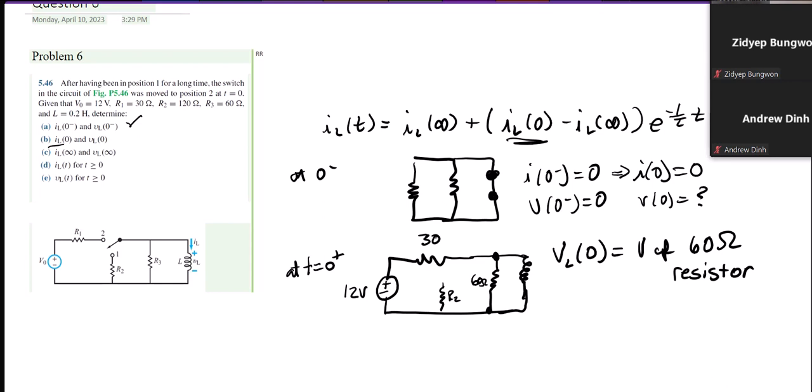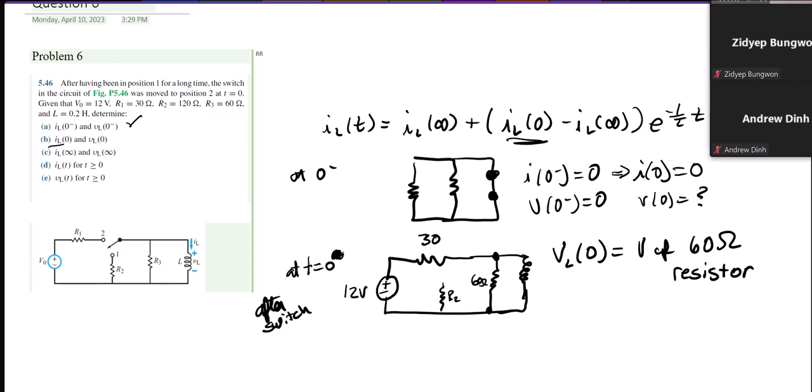Okay, well, 0 plus and 0 are the same. And so, this is after the switch. Is 0 at 0 and 0 plus are the same? Yes. Just after the switch. Immediately after the switch. Okay, so it's the same as the voltage of the 60 ohm resistor.